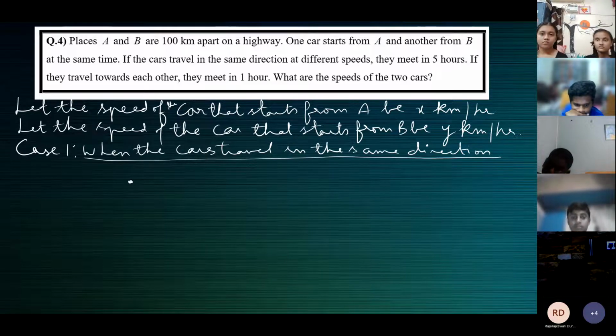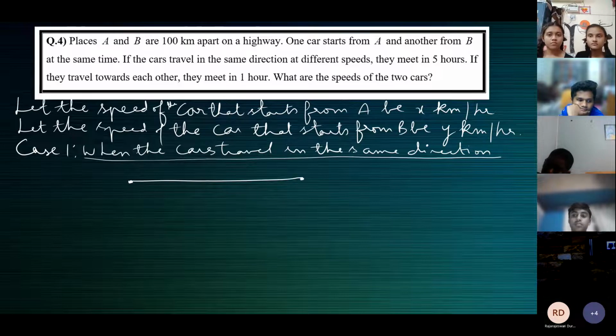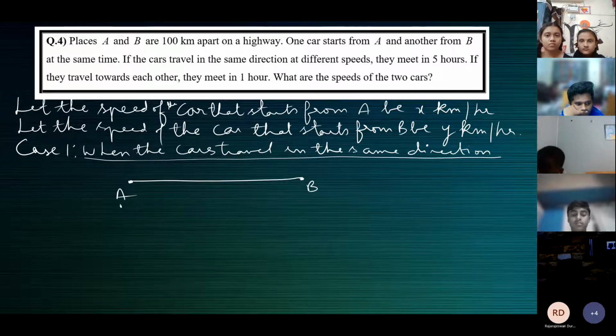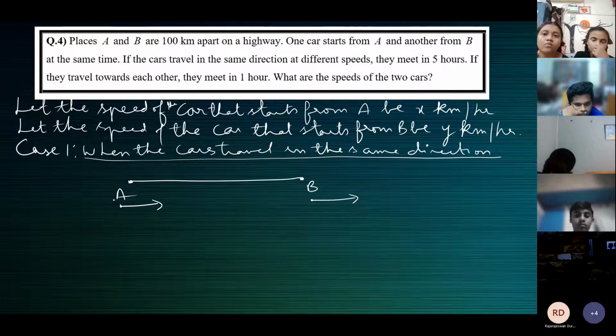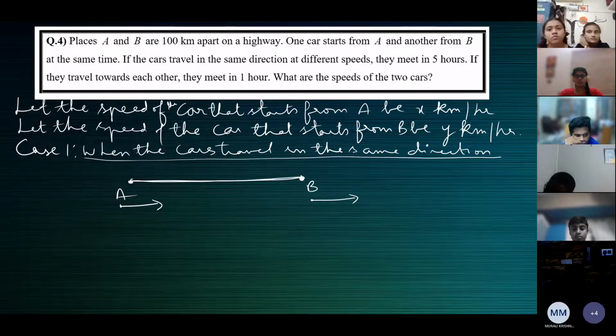So now this is place A. This is place B. There is one car that starts from here, it goes like this. There's another car that starts from here, it goes like this. This is place A, this is place B, and this is the distance between place A and place B. Am I clear, children? Yes, ma'am. Thank you.